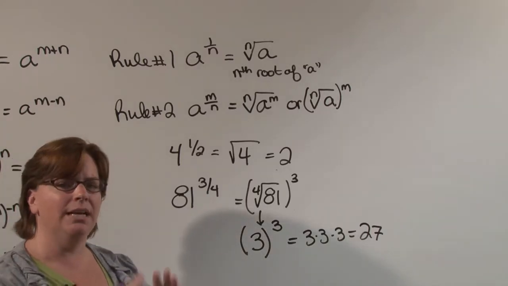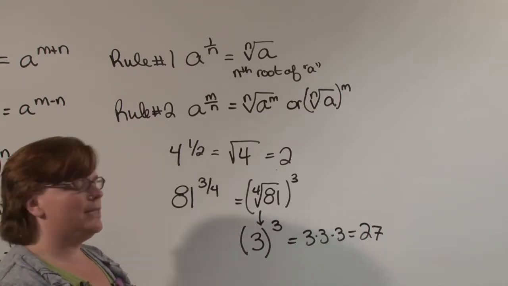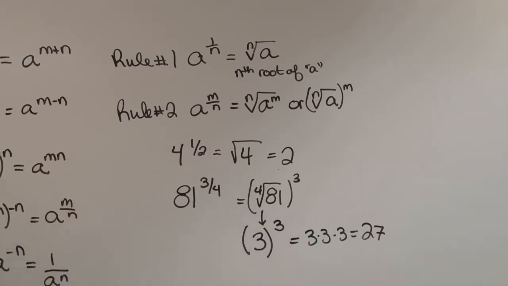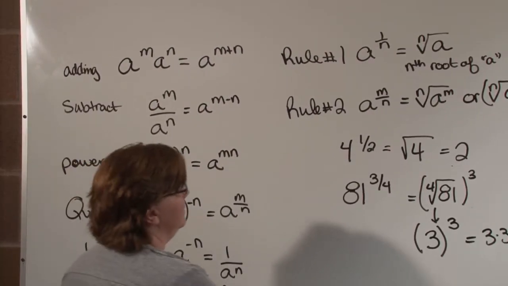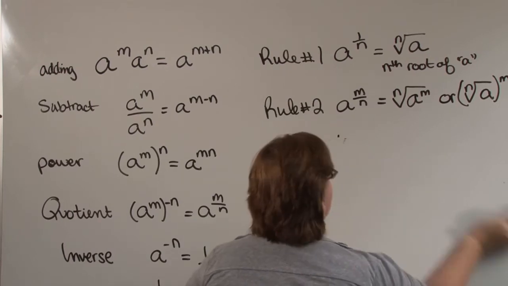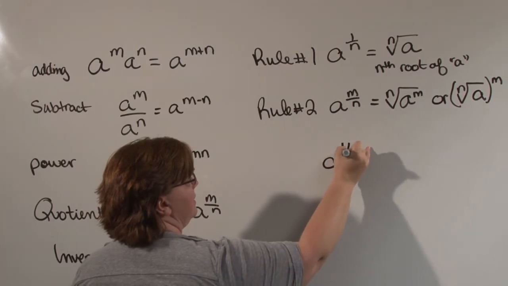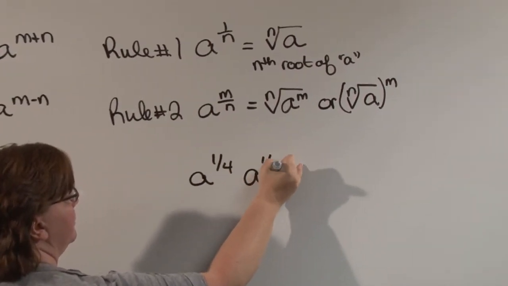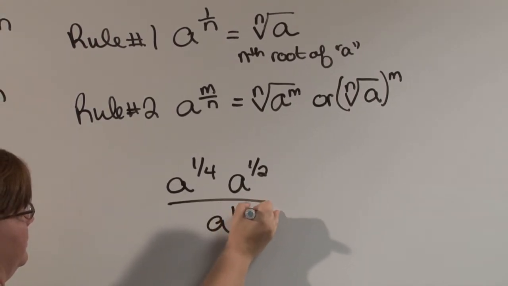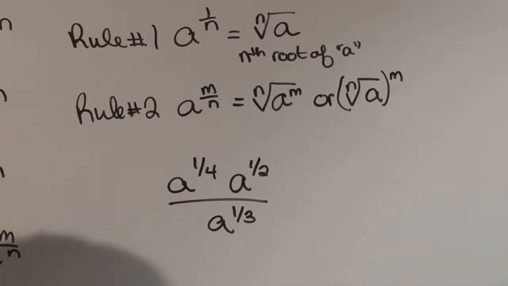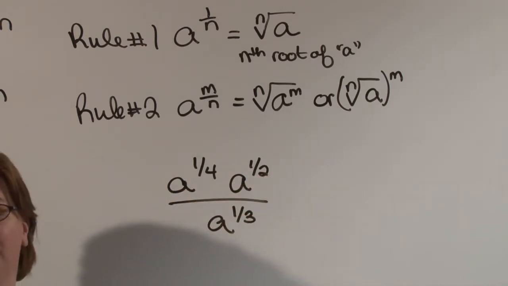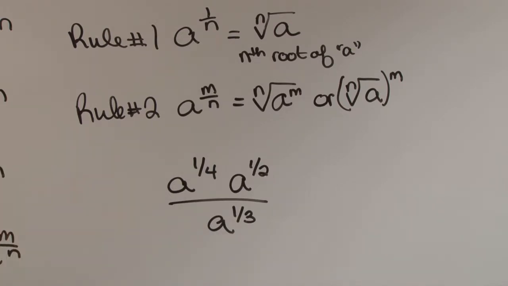I'm going to end with one kind of crazy example to show you where it's applicable and why we have to remember these rules in the process. So let's say we have something that looks like this. We have a to the 1/4, a to the 1/2, and a to the 1/3. We're going to use tools that we already know with our exponential rules, and actually break it down into a simpler way and write this in radical form.